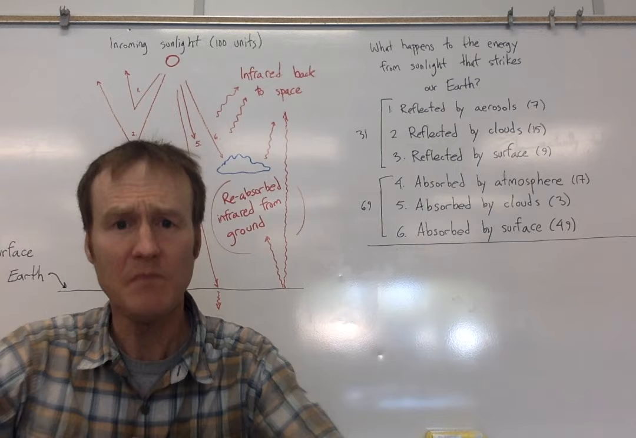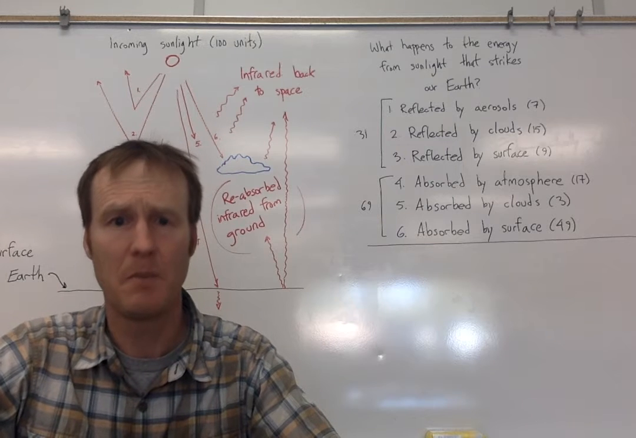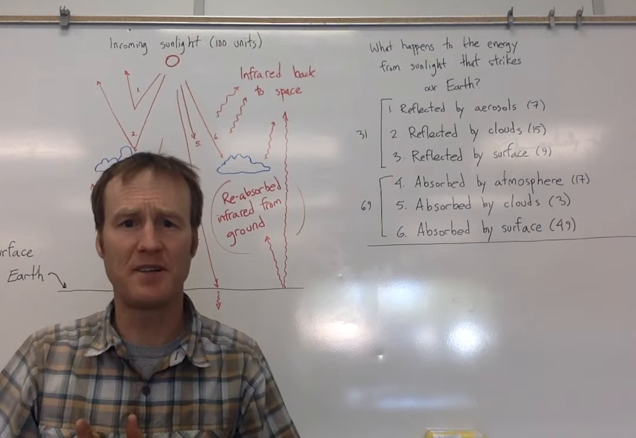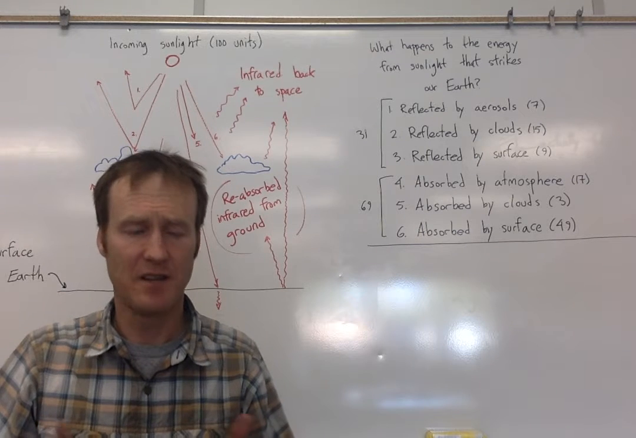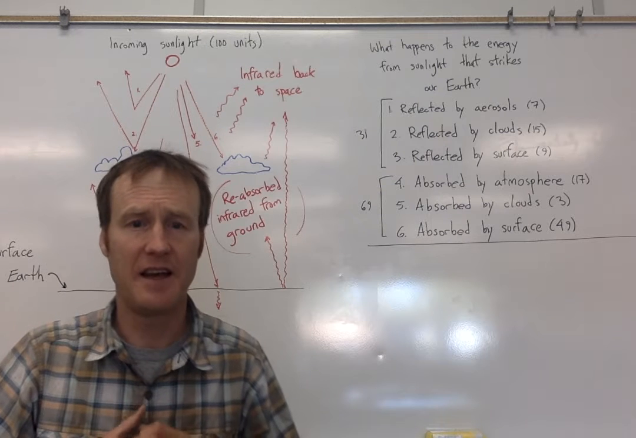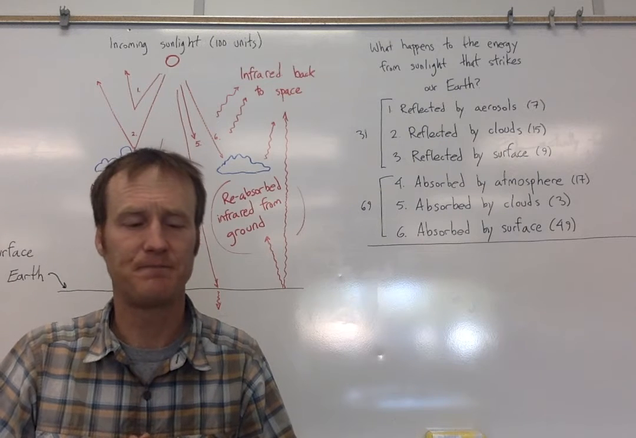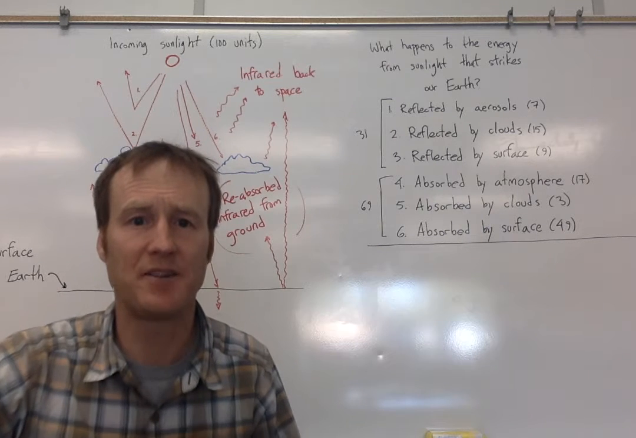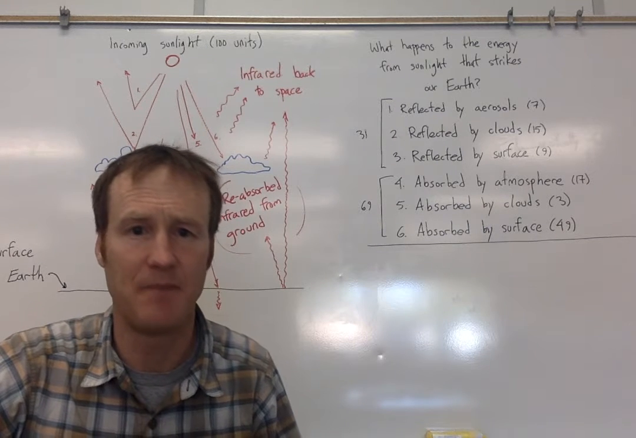One, it can be reflected. Two, it can be absorbed. If the light energy is absorbed by something, what that means is that the energy from the light is being taken in and it can increase its temperature. If it's reflected, then that light goes right back into space exactly as it came in.